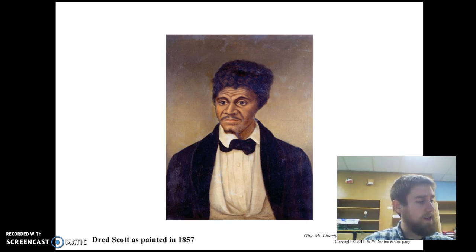But in 1857, a court case is brought before the Supreme Court. A slave owner brings his slave, Dred Scott, you see him pictured here, with him into Wisconsin, and holds him as a slave, right? And Dred Scott assumes that because he's in a free state, that therefore he should be free.